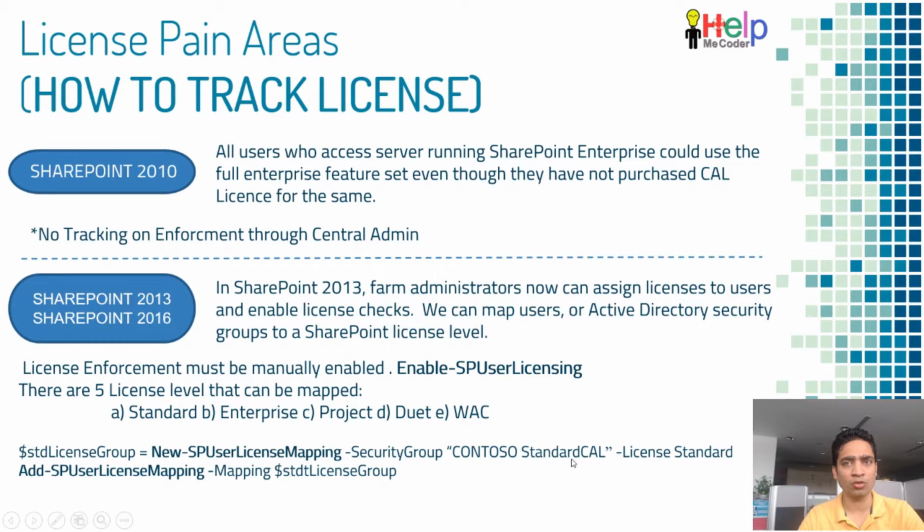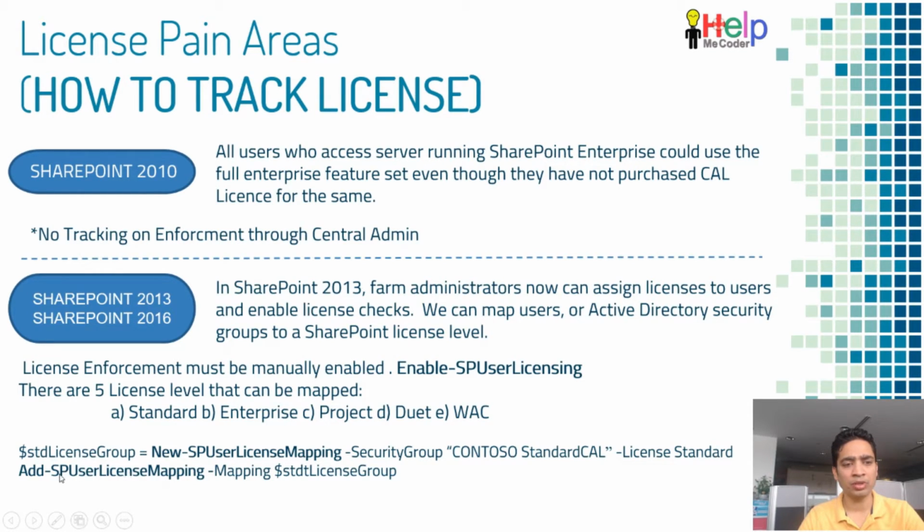So this is a group in the AD, and then you say select colon license, and it is a standard, so it's getting mapped to standard license. So all the users part of this group will have a standard license. So any user who is not part of this particular group will not be able to access SharePoint because it doesn't fall under the standard group.